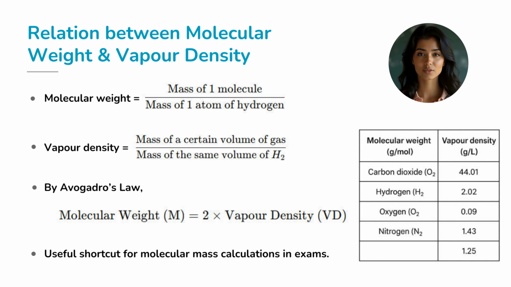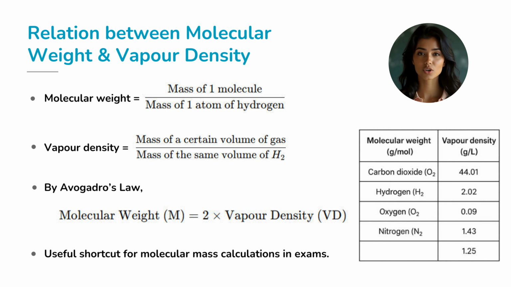Now, let's connect molecular weight and vapor density. Did you know that molecular weight is closely linked to vapor density? Let's break it down. Molecular weight is just the mass of one molecule of a substance compared to the mass of one atom of hydrogen. But here's the key. Vapor density is the mass of a certain volume of gas compared to the same volume of hydrogen gas. By Avogadro's law, the molecular weight of a gas is twice its vapor density.